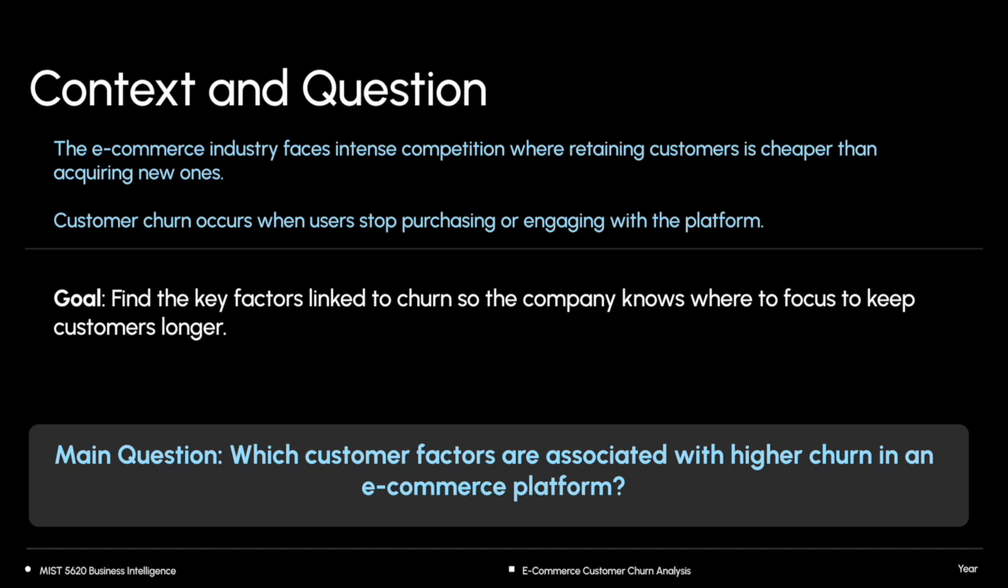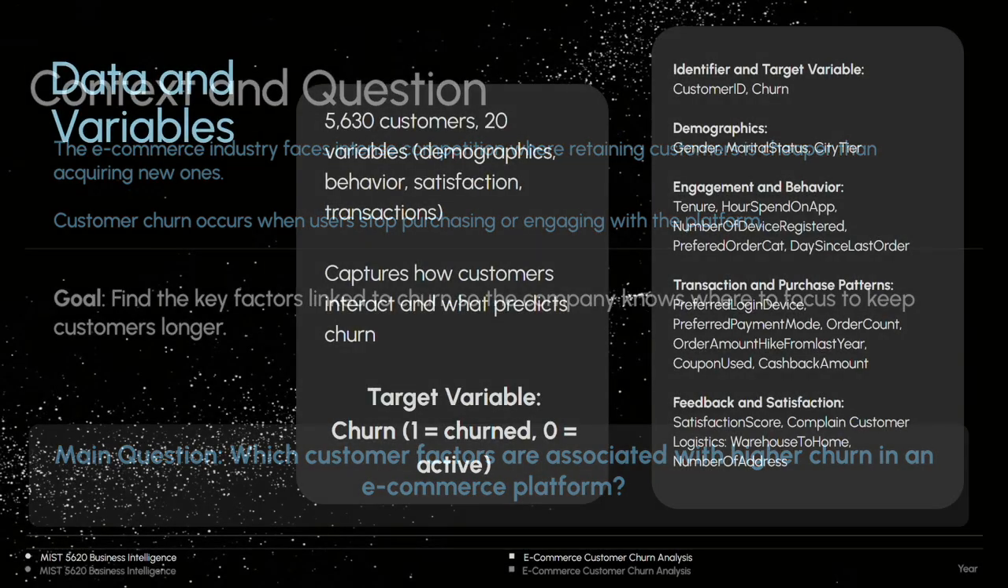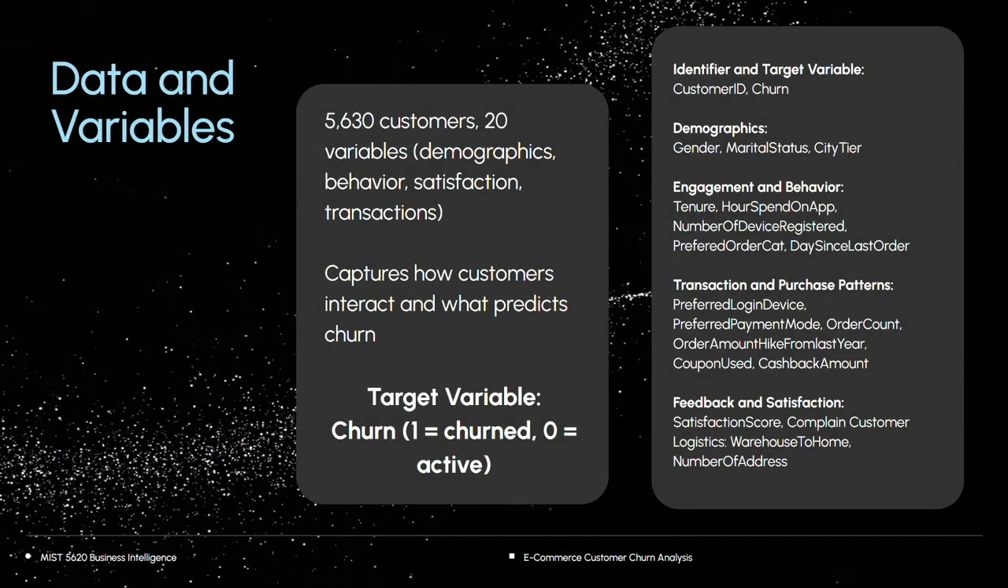The e-commerce industry faces intense competition where retaining customers is cheaper than acquiring new ones. Customer churn occurs when the user stops purchasing or engaging with the platform. The whole goal of this analysis was to figure out what key factors are linked to churn so the company can know where to focus to keep the customer with them for longer. The main question we are going to focus on is which customer factors are associated with higher churn in an e-commerce platform.